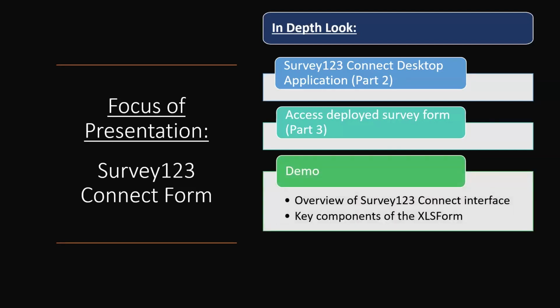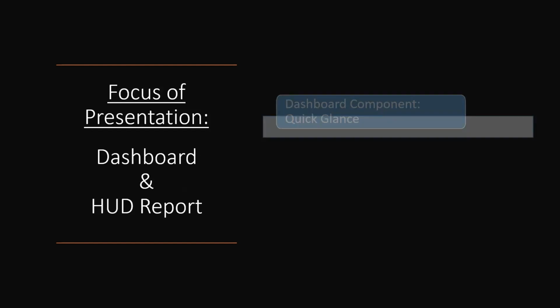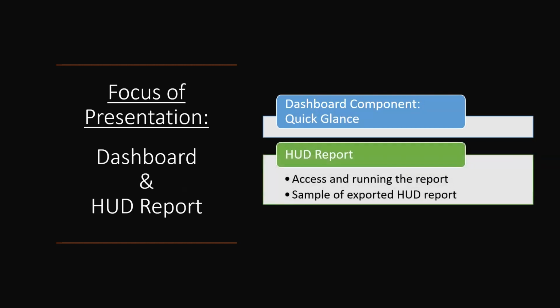There's going to be a demo where I go over the Survey 123 Connect interface. I'm also going to show you the actual form, the XLS form that is used to build the survey. And then I'm going to give you a demonstration of what it looks like in the hands of the volunteer. Afterwards, we'll take a quick glance at the dashboard component, and then I'm going to go over how to access and run the HUD report, and I'll show you a sample of what it looks like when it's finished running.